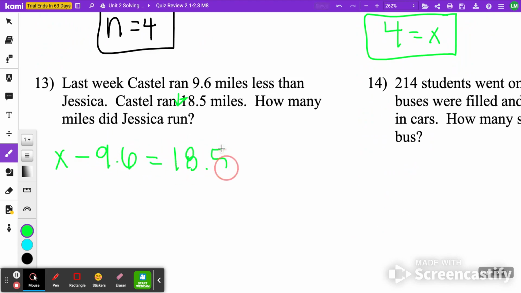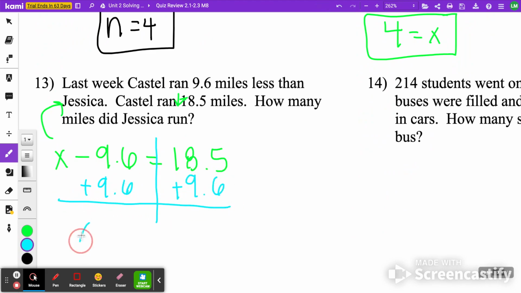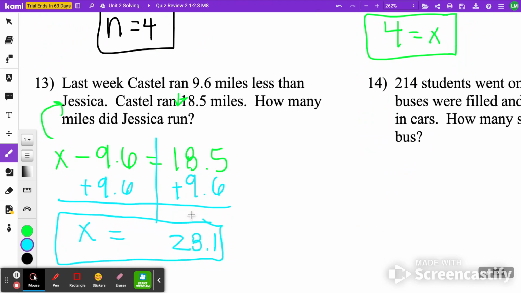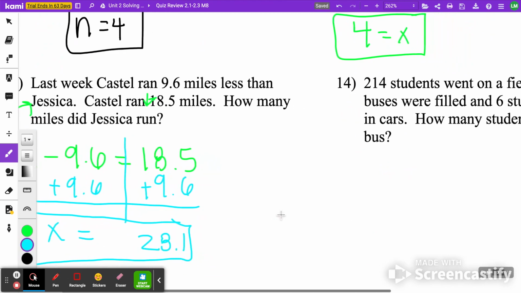So Castle ran 18.5 miles, but that was 9.6 miles less than Jessica, and I'm letting x represent Jessica's mileage. So to solve out what Jessica ran, I'm going to add 9.6 to the 18.5. So I get 18.5 plus 9.6, 28.1. Go, Jessica. Personally, I would not enjoy running 28.1 miles.